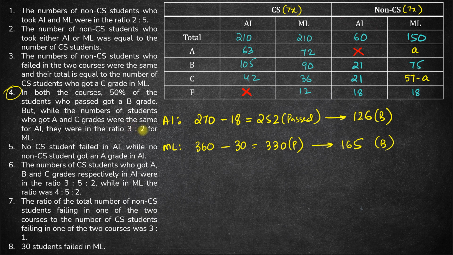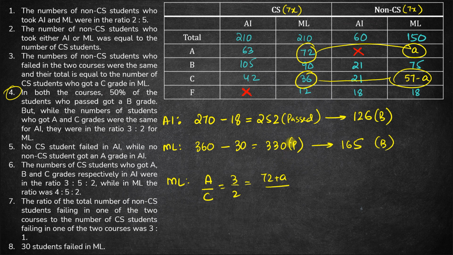while the number of students who got A and C grade were in the ratio of 3:2 for ML. So for ML, the number of students getting A grade and C grade are in the ratio of 3:2. So how many students get A grade in ML? 72 plus A. And how many students get C grade in ML? 36 plus 57 minus A. So 36 plus 57 is 93 minus A. Okay.